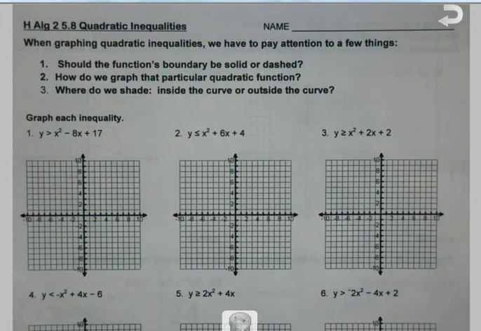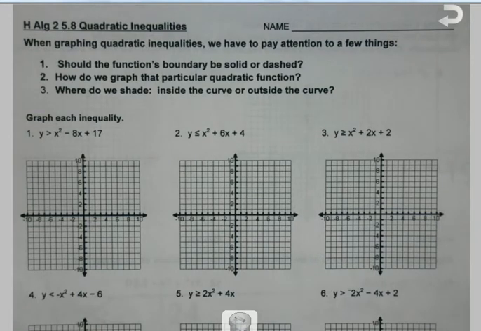Now, we've done some things before with graphing quadratics, of course, graphing our parabolas. But now we get to add a little twist in, the inequality arrow. So now we're going to be doing some shading. But there are some hints that we can take on that are going to make this a little bit easier.